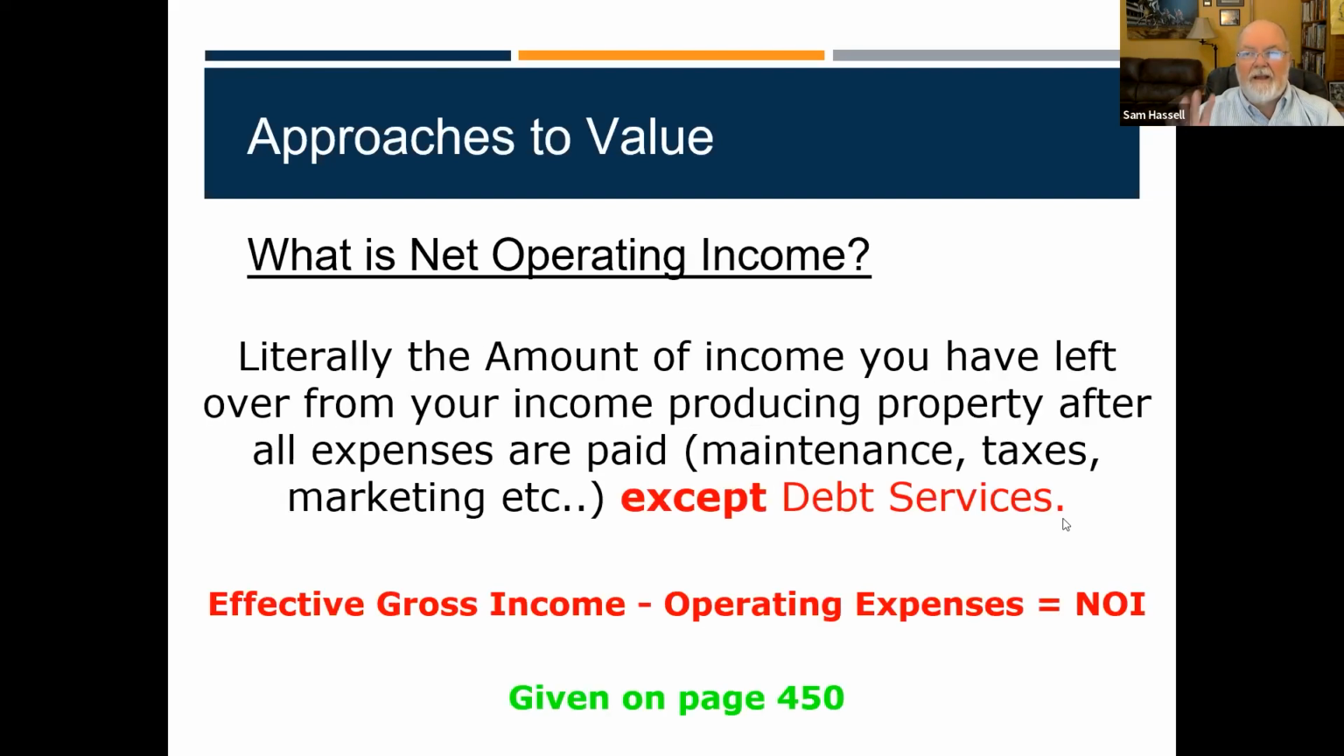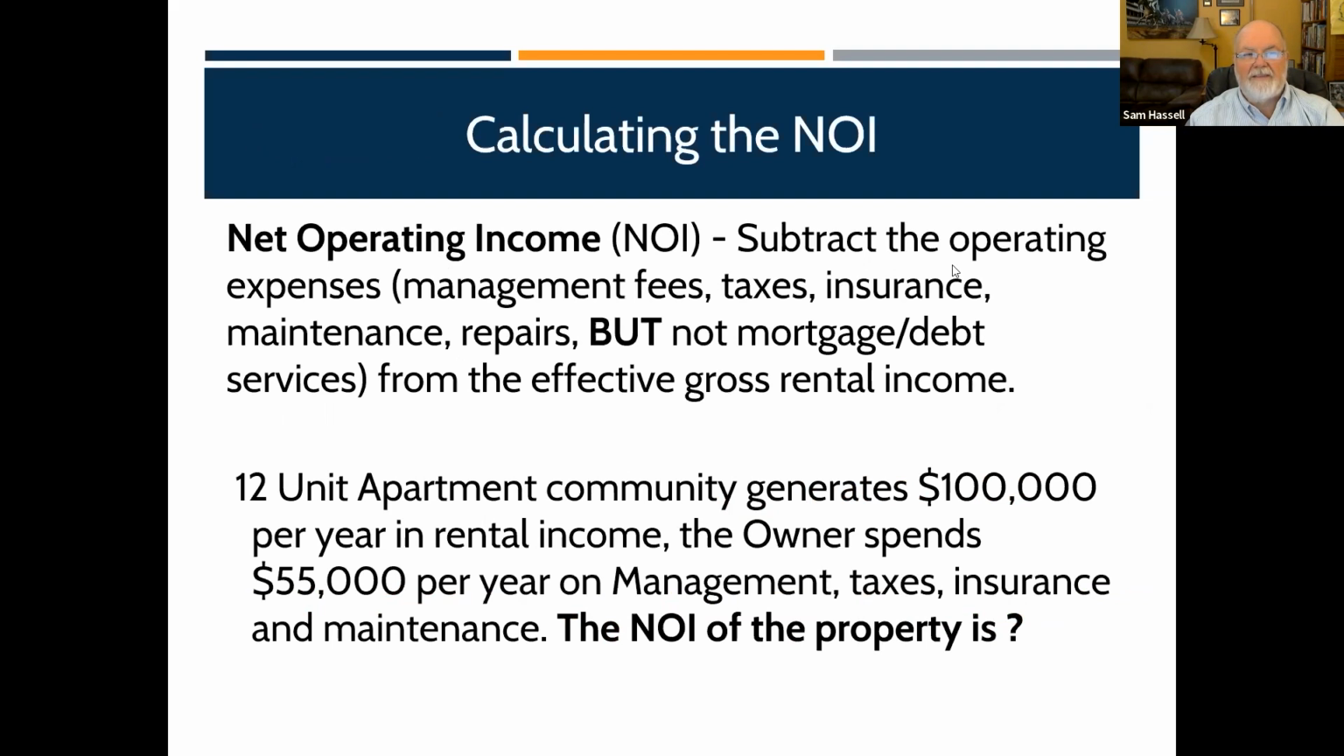Now, net operating income, please be aware of this. It's the amount of income you have left over from your income producing property after all expenses are paid, except debt service. Debt service is your mortgage and interest. That comes later. So you have your effective gross income minus your operating expenses, net operating income. To get your effective gross, you take what you expect less your vacancies. Subtract the operating expenses to find net operating income: management fees, taxes, insurance, maintenance, repairs, but not mortgage debt services, from the effective gross rental income.